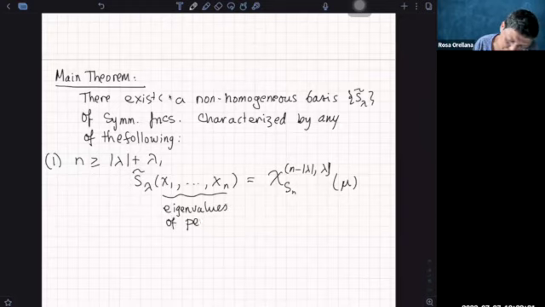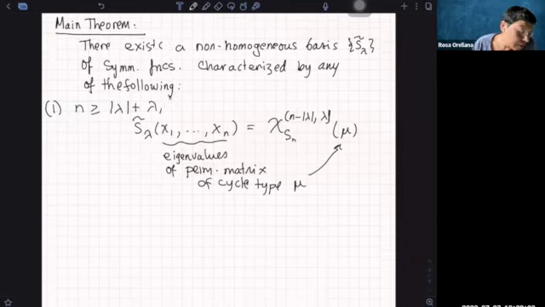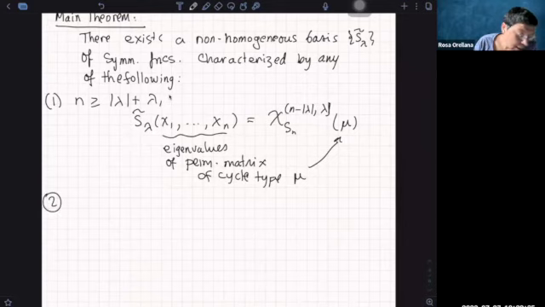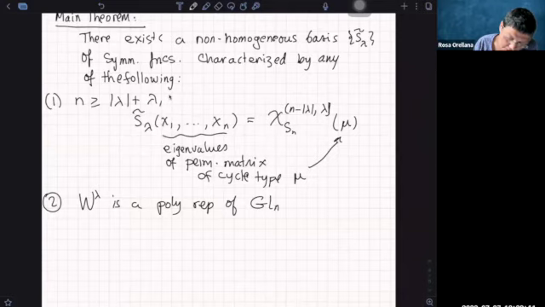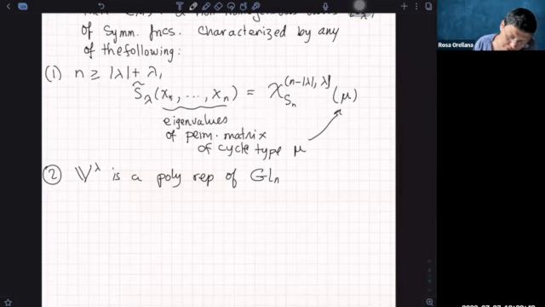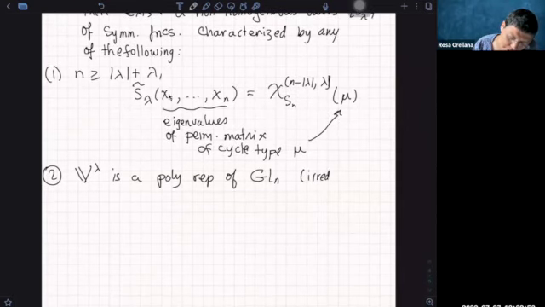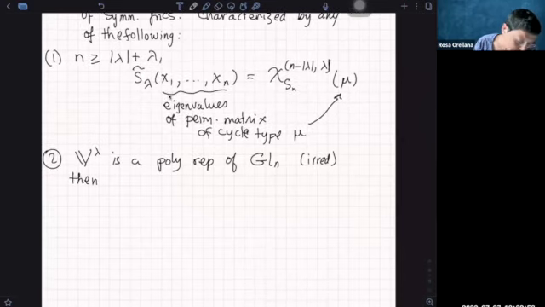Of a permutation matrix of cycle type mu, which is this mu right here, okay? The second one told me that if W lambda is a polynomial representation of GLN, and, I think the letter that I used in my first tag was B lambda, is irreducible, then this basis is also characterized to be the unique one that satisfies this condition.